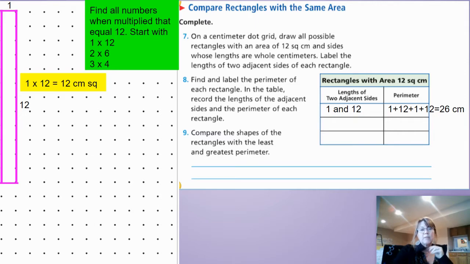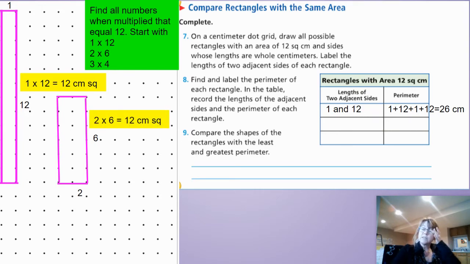So your chart should look like mine, and your dot paper should look like mine. You do not need to write down what's in the green. That's just to help you out to show you my thinking. All right. Next, we can do a figure that is 2 by 6, and we labeled the adjacent sides. Then 2 times 6 is 12 centimeters squared, and that is the area. Our adjacent sides are 2 and 6. 2 plus 6 plus 2 plus 6 equals 16 centimeters, and that is our perimeter going all the way around.